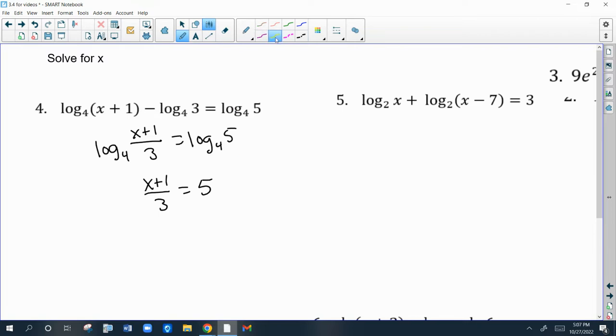So a lot of people think I'm just going to cancel out those logs. That's not what you're doing, but as long as you have a log on both sides and they're the same base, you can think of it that way. Now we have this algebra equation. So we have to get rid of the 3. You multiply by 3. And then finally subtract 1.